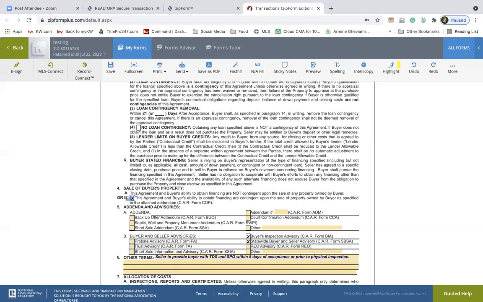So here are certain things. If you have a COP, then as soon as you check mark this, the system automatically will bring COP as part of this purchase contract. Here are all the other things.